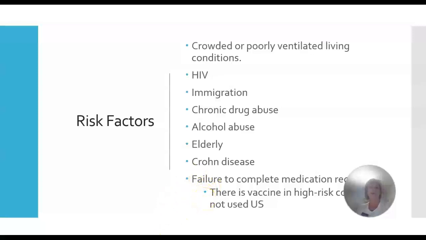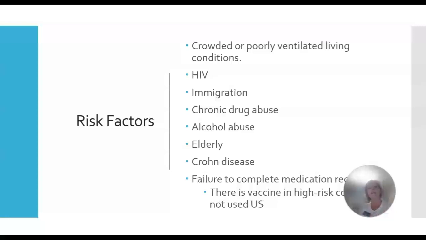Chronic drug abuse, we know that's going to lower their immune system. Alcohol abuse. Elderly, because they have a decreased immune system. Crohn's disease, it's an autoimmune, immunosuppressant kind of disorder, so that's going to cause that. People who take tuberculosis medications and don't take the medication fully. They only take a certain amount. And when we get to medications, you'll see why people are not compliant with the medications.